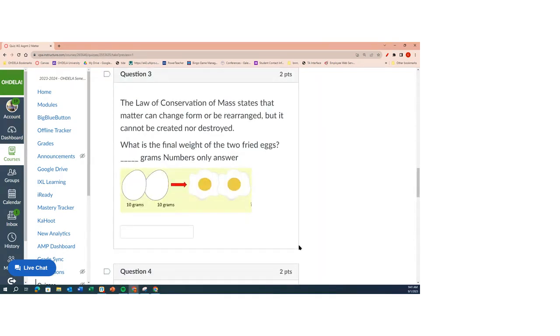All right, so this is the one that's a problem here. The law of conservation of mass states that matter can change form or be arranged, but cannot be created or destroyed. So if you got 10 grams and 10 grams, should be what? You can't create or destroy. If we put down five, then some of it was destroyed. So it's going to be 20 grams. And if it marks it wrong for you guys, let me know. I'll fix it for you.